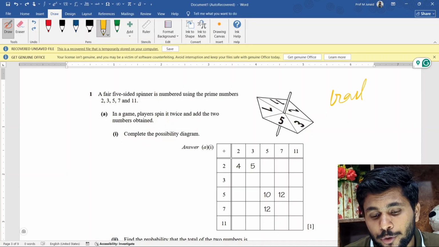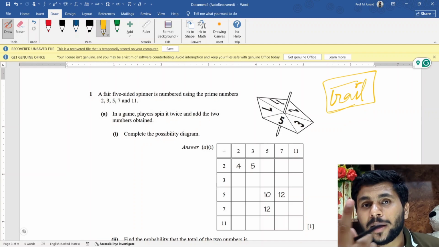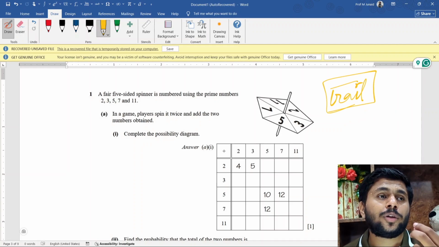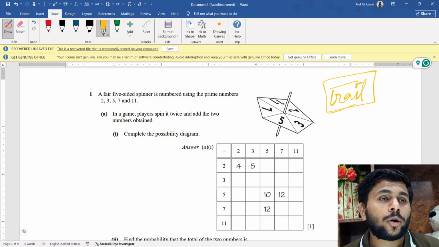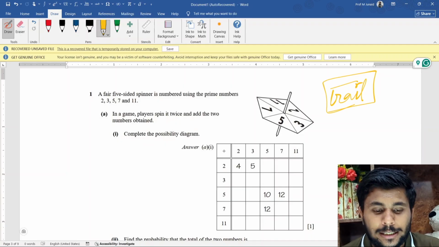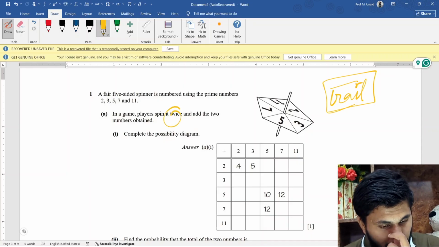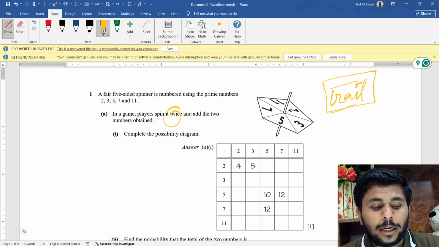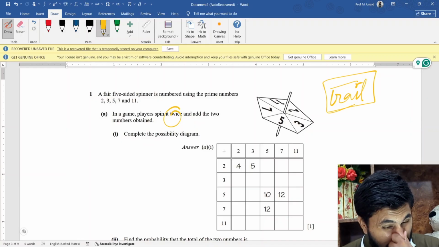our concept to be used is trial. What is a trial? If we do an experiment once, you say that we do one trial. If we throw a dice two times, you can say that you did two trials. So how many trials are there? There are two trials here. In a game, players spin it twice and add the two numbers obtained. Complete the possibility diagram. Let's complete this diagram.